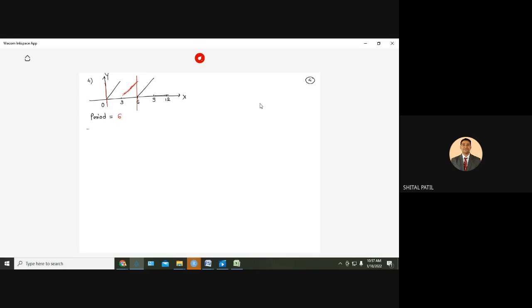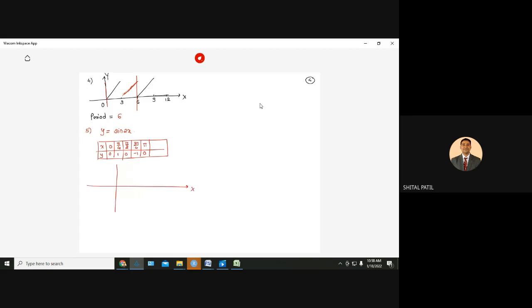Now say I have y equal to sine 2x. What is the period? Pi. Very good. We'll check that. So x equal to 0: what is sine of 0? 0. X equal to pi by 4: sine of pi by 2 is 1. Then x equal to pi by 2: sine of pi is 0. Then 3 pi by 4: that is minus 1. Then pi: sine of 2 pi is 0, and so on. So the graph is like this.